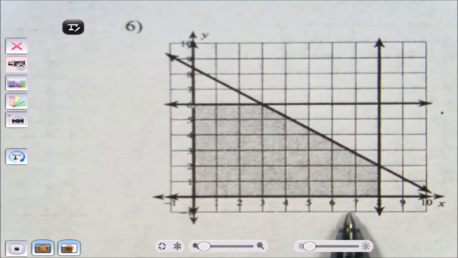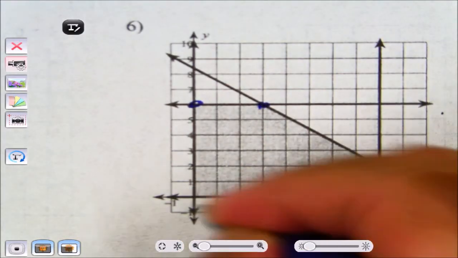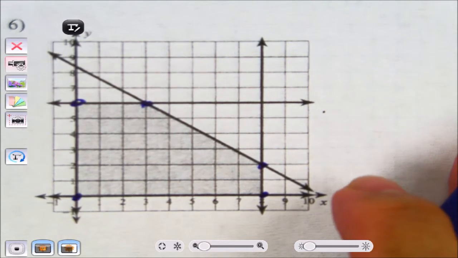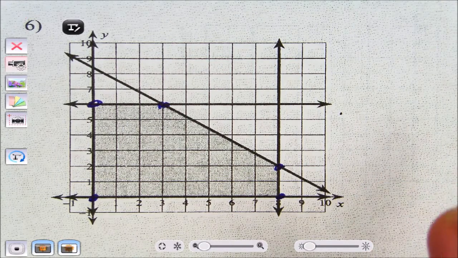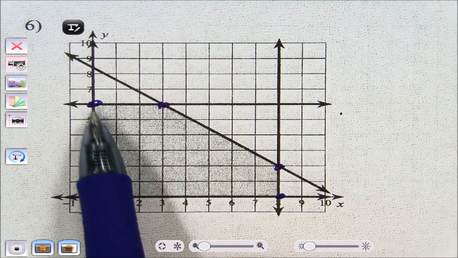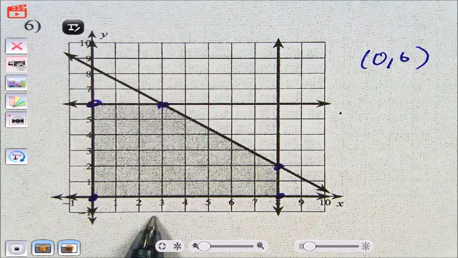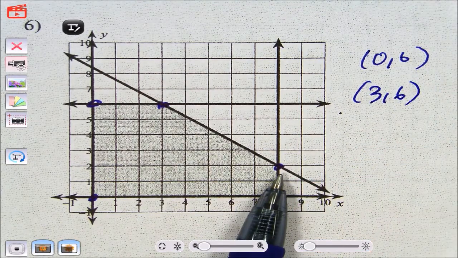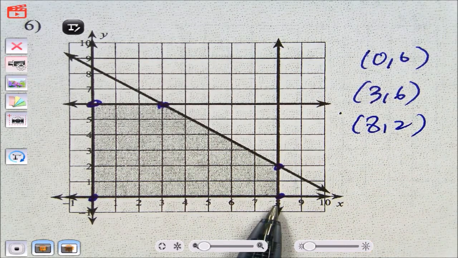Alright, so number 6. All they're asking you to do on the front is identify the vertices. So here are the 5 vertices of number 6, and you're going to just list them. Just write them on the side. There are 5. The first one over here is (0, 6). Then this one is (3, 6). Then this one is (8, 2). And then (8, 0).